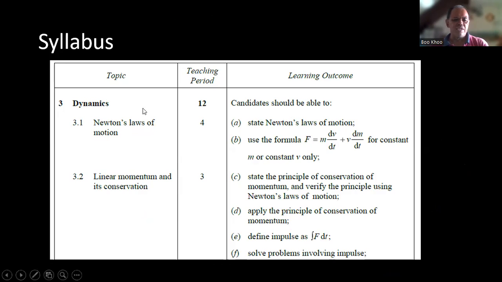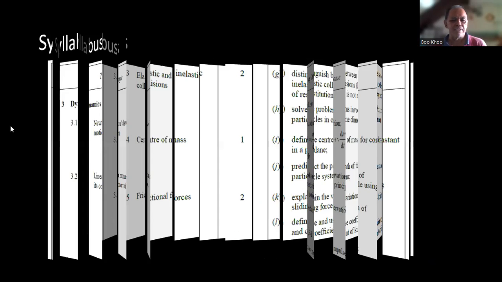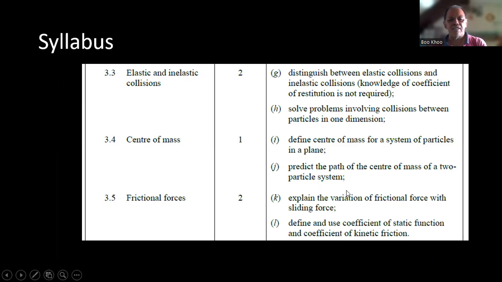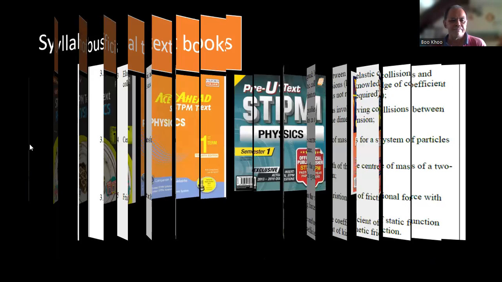So we will be covering this topic today, Newton's laws of motion: state Newton's laws of motion, and know how to use this equation. Later topics we'll go into that. So the syllabus is important. These are other areas we'll cover later on.